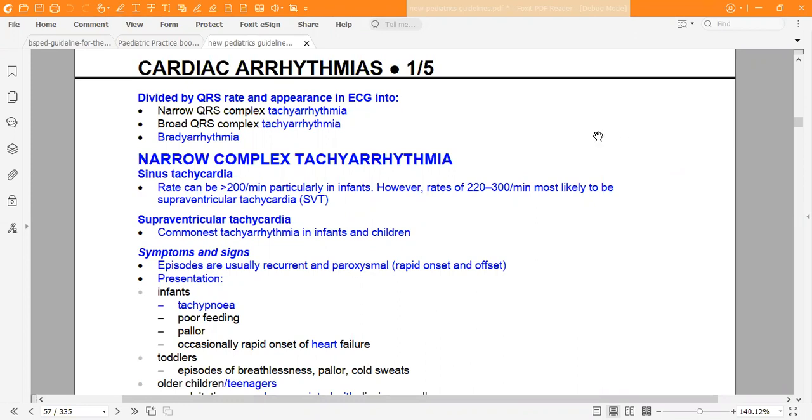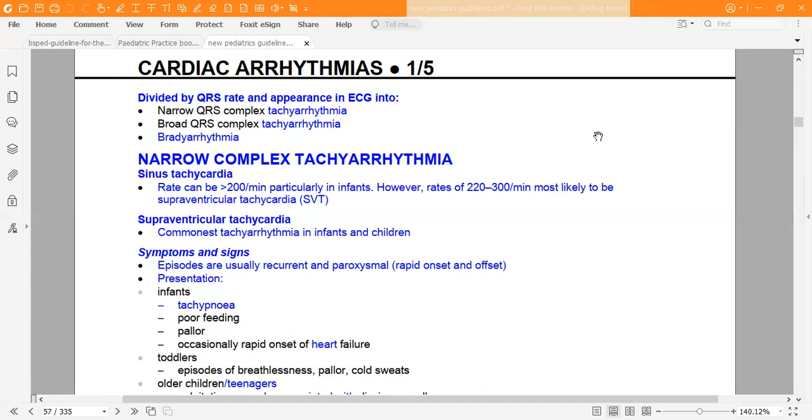Today, I want to read with you the cardiac arrhythmia guideline, which is very important in the MRCPCH exam. It's important in history and in video. It's important also in the communication as well. So let's read it together.